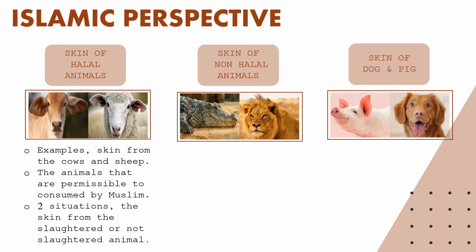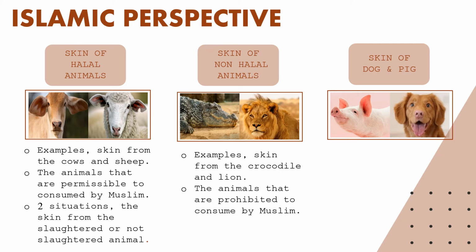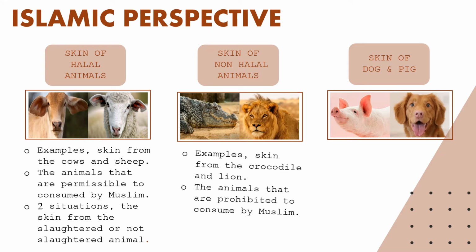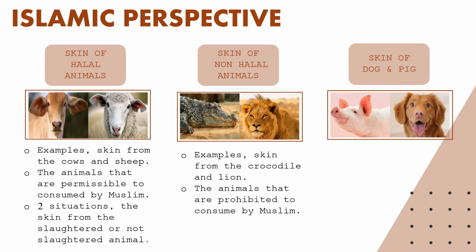Slaughtering is the act of cutting the trachea, esophagus and both carotid arteries and jugular veins. So, the determination of whether the skin from halal animals is slaughtered or not depends on compliance with Sharia law. Secondly, the skin of non-halal animals, for example, skin from the crocodile and lion. Non-halal animals are prohibited to be consumed by Muslims. There are a few categories that fall under non-halal animals, which are predators and animals that have fangs and talons.